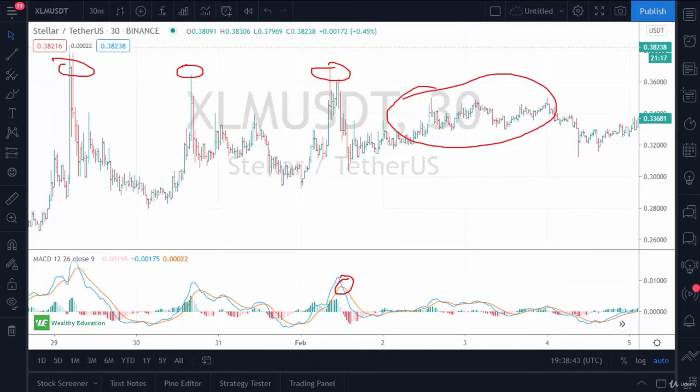So in the next video, I'll throw out some examples in real life, show you exactly how you could have used this in multiple instances with the moving averages and the MACD.